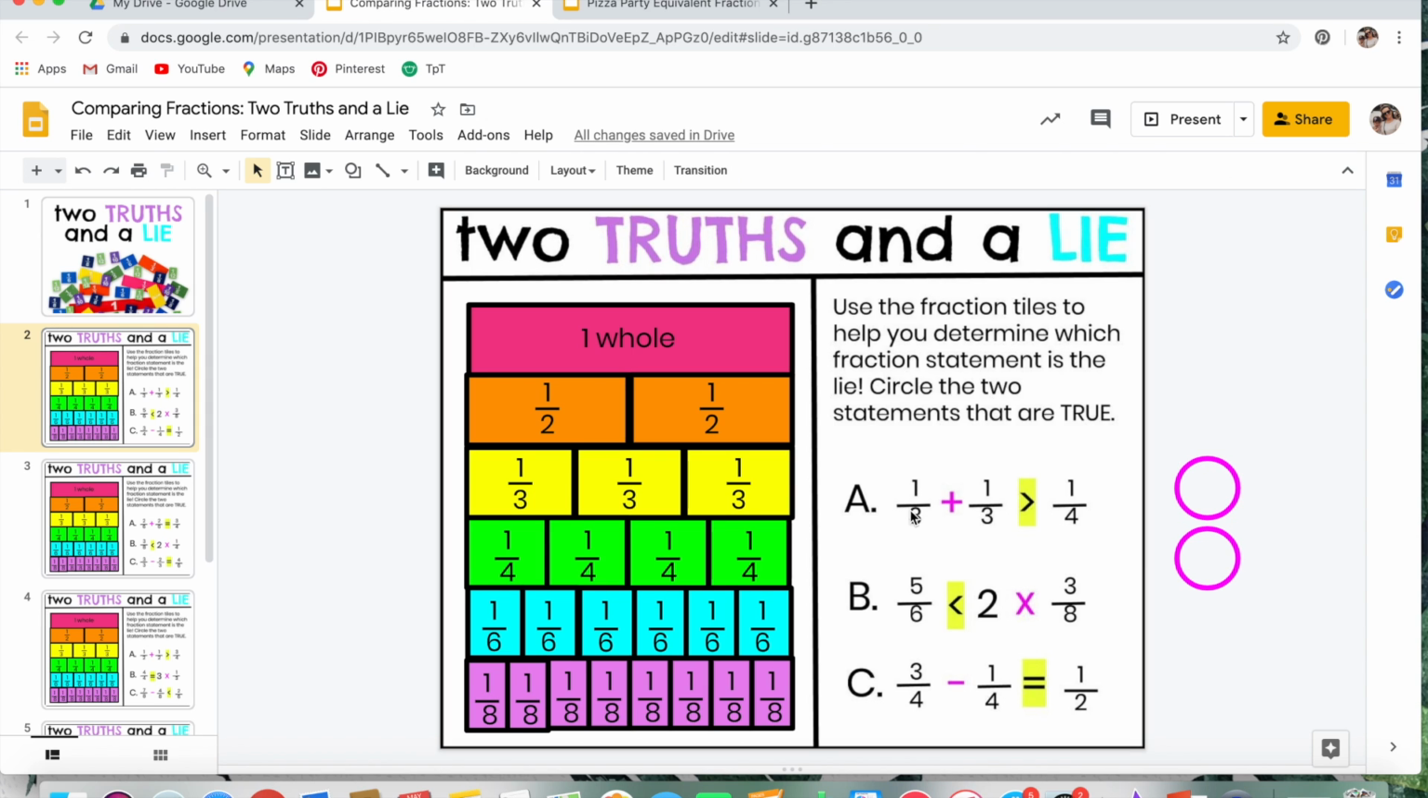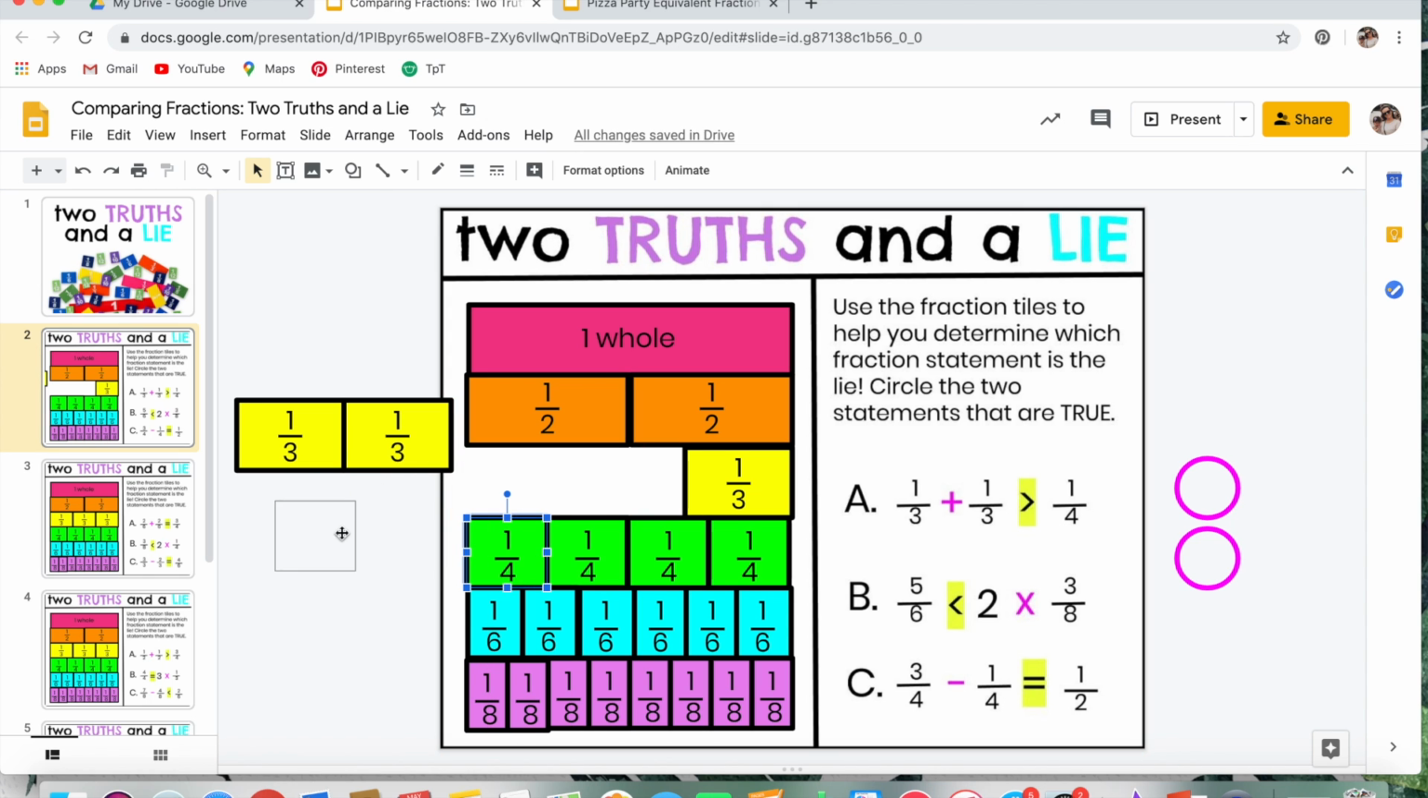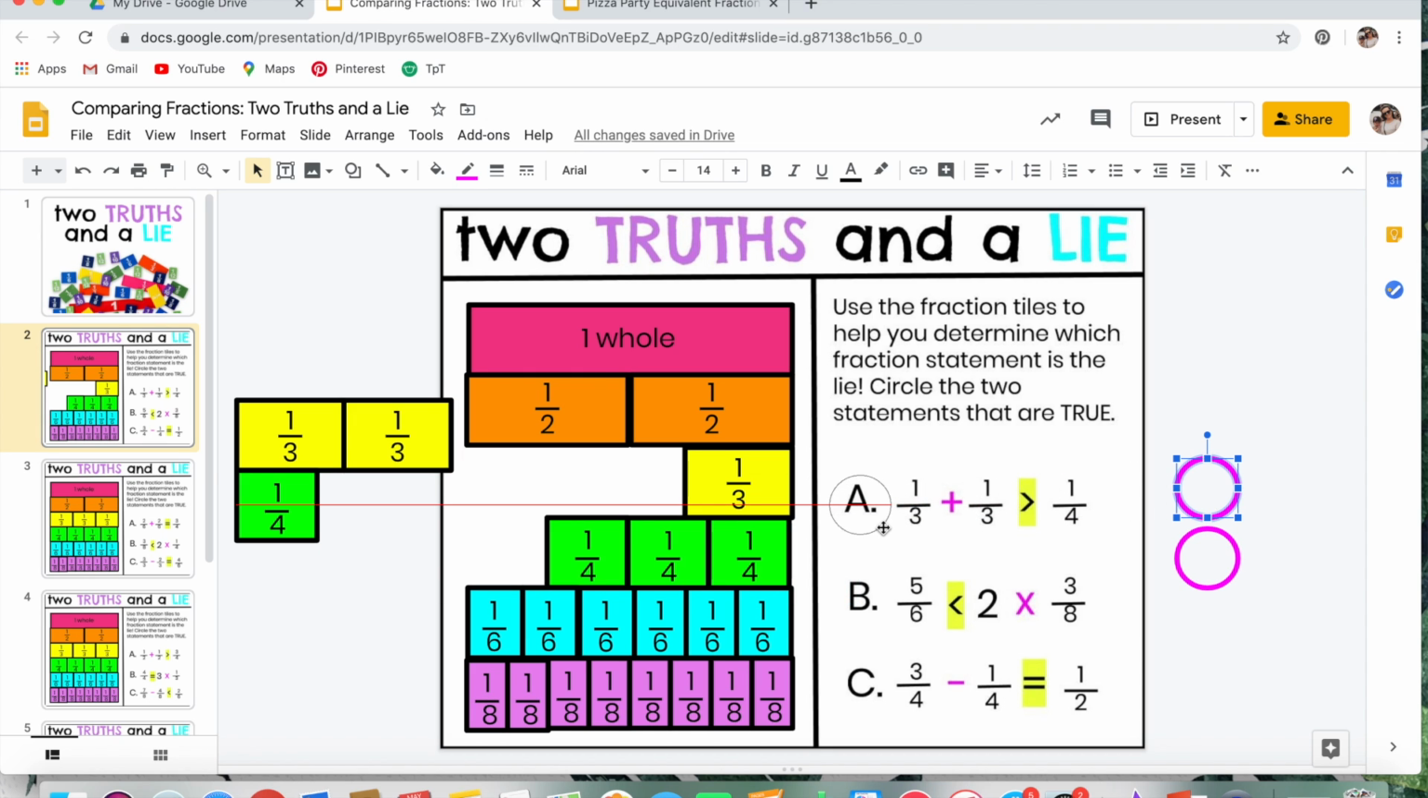is claiming that 1/3 plus 1/3 is greater than 1/4. So one way I can show this is by dragging my fraction tiles to see what this statement looks like visually. So I have 1/3 plus 1/3, which was on the left side, and I have to compare that to 1/4. I notice that 2/3, 1/3 plus 1/3, is in fact greater than 1/4. So I know that this statement is true. So remembering I'm circling the 2 statements that are true, A is one of the statements that I should circle.